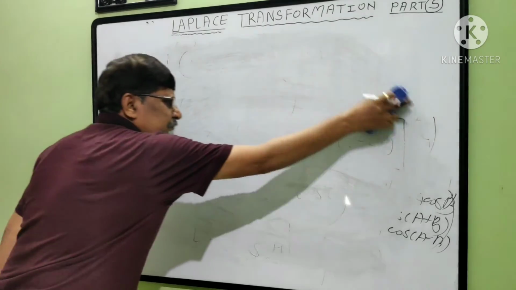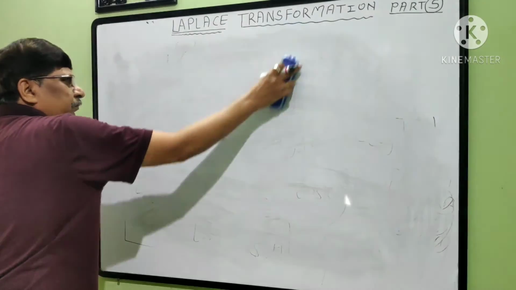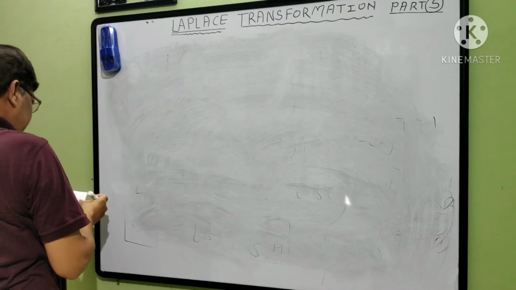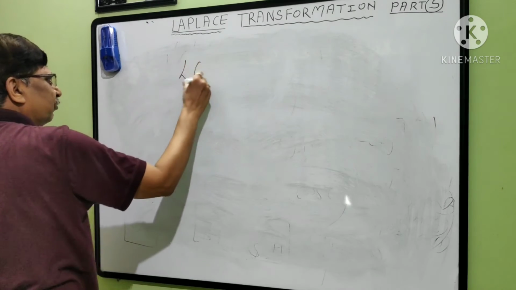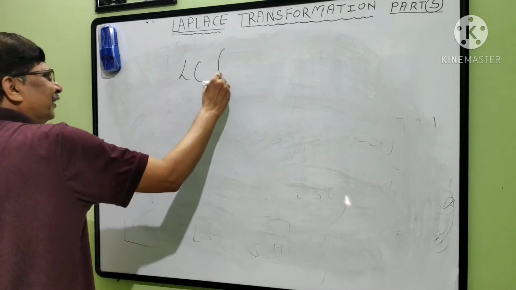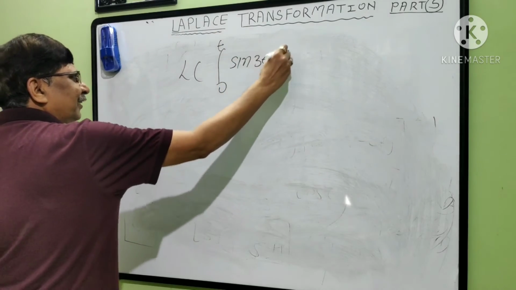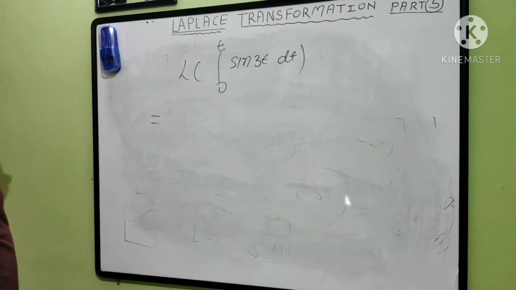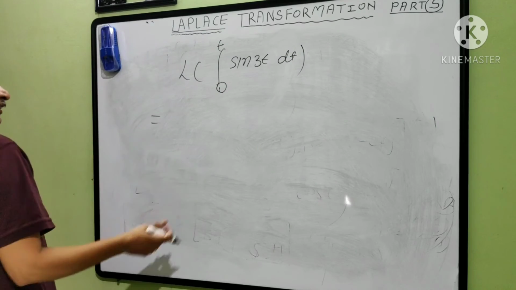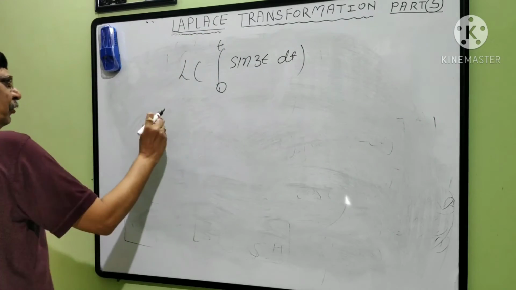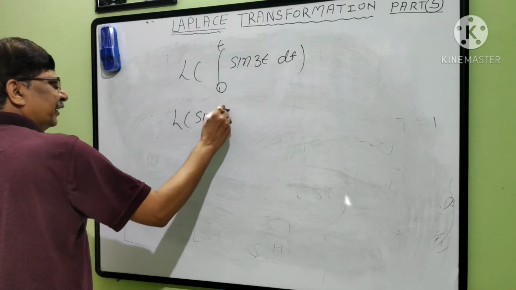Sums are very simple. That's why I have taken this topic in the video. Now write the next sum. Find the Laplace transformation of the integration from 0 to t of sin 3t dt. Now you have to find the Laplace transformation of the integration from 0 to t. Now you know the Laplace transformation of sin 3t. What is the Laplace transformation of sin 3t?